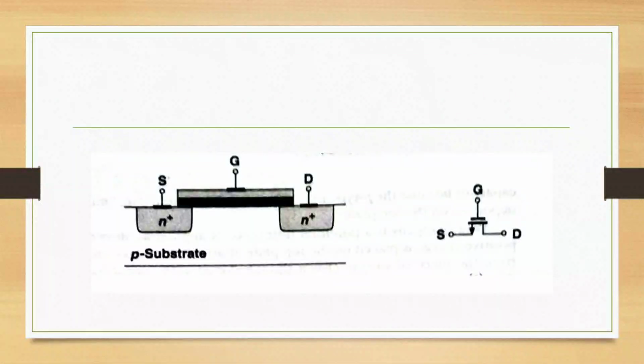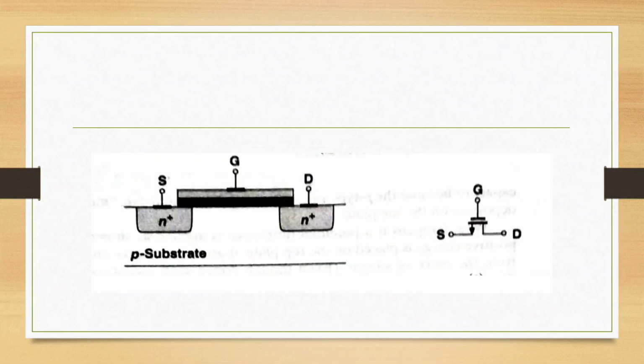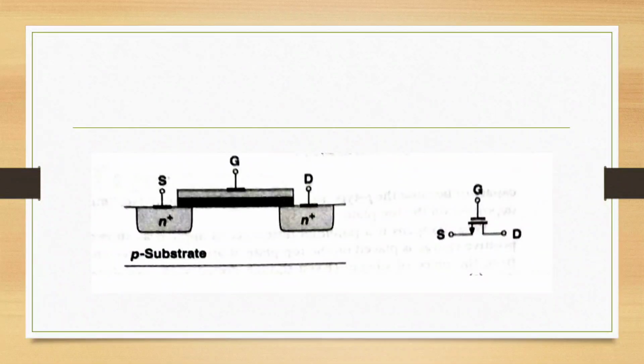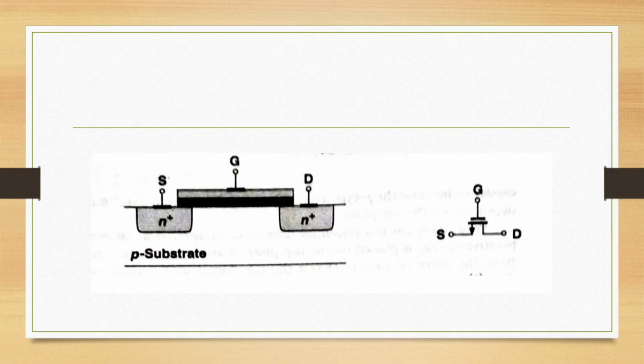This basic structure is converted into the actual MOSFET structure. Previously, at the two sides of the P-type substrate, we had two metal contacts. Those two contacts are replaced by two heavily doped N plus regions. Why? If we connect two metals directly to the substrate, the ohmic contact will be reduced. So in order to get good ohmic contact, we connect the two metals through a heavily doped region. This is the reason we have two heavily doped N plus regions.